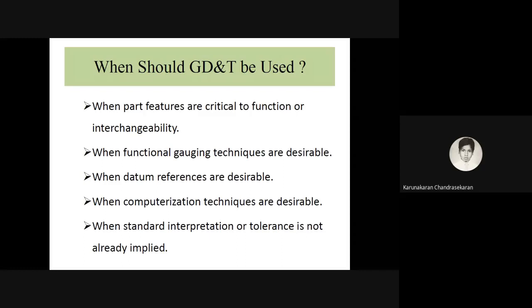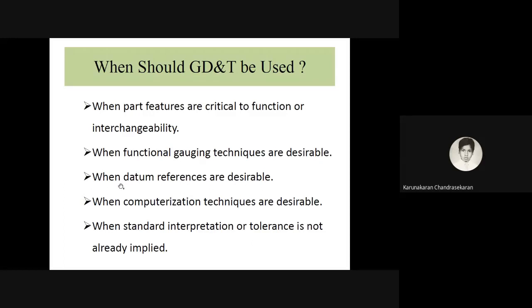Otherwise, if there is no fittingness, then you have rejection nature. So in order to have that kind of interchangeability or usability, you are going to provide some sort of allowances. That allowance also we are going to see today. So that is the need.